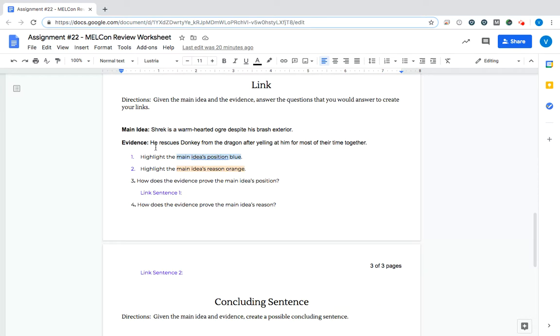Then number three, still basing off the same main idea and evidence. How does the evidence prove the main idea's position? So what's the connection? How does this help prove that this is correct? And then how does the evidence prove the main idea's reason? So we're looking back at the part that we highlighted orange. How does the evidence connect with that?